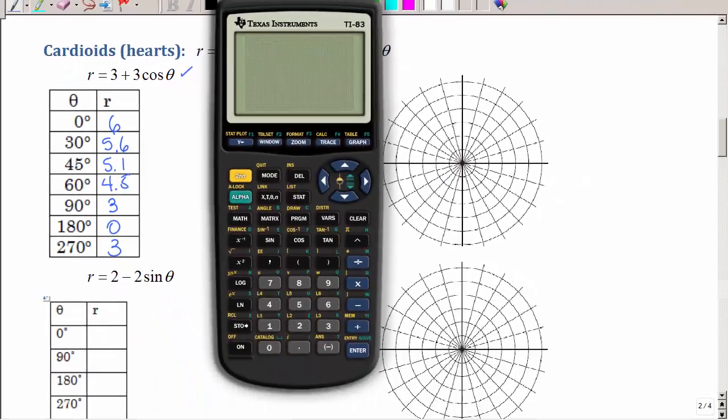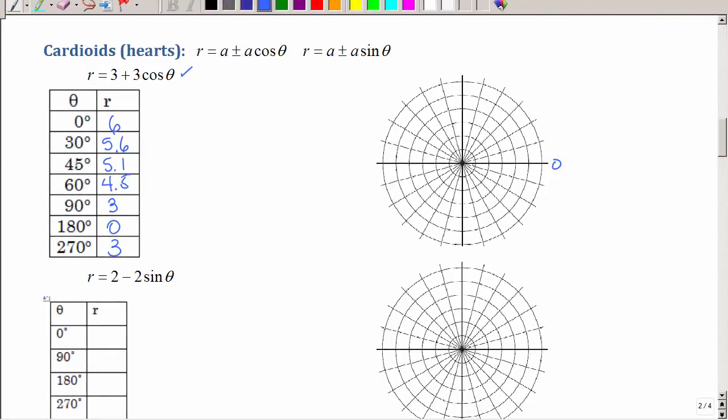Right, so what do I want my paper to look like? Well, so here's 0, 1, 2, 3, 4, 5, 6. I'm going to plot that point. Here's 30 degrees. 1, 2, 3, 4, 5, and a little bit more. So that must be 6 way out there. And then at 45 degrees, a little bit closer to 5. At 60 degrees, a little bit less than 5. And then finally at 90, we're at 3. At 180, we're at 0.